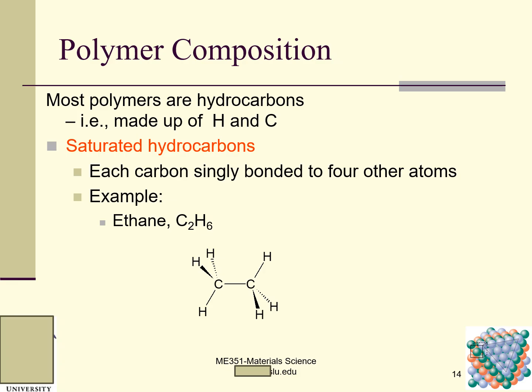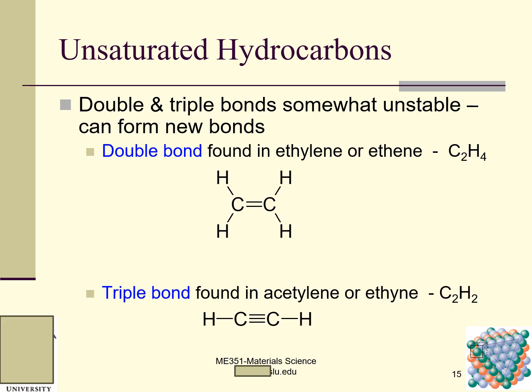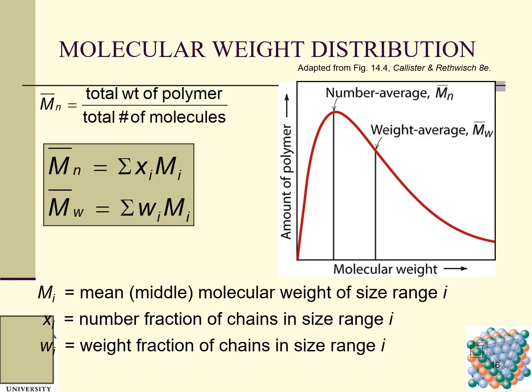For example, this ethane, C2H6. So we have single bonds. This C is single bonded. And double or triple bonds are somewhat unstable. For example, this C has a double bond. Triple bonds, so this is triple. They are not stable. That means if some conditions are available, they will undergo a chemical reaction, which is not good, right? Chemical reaction is horrible for people's safety.